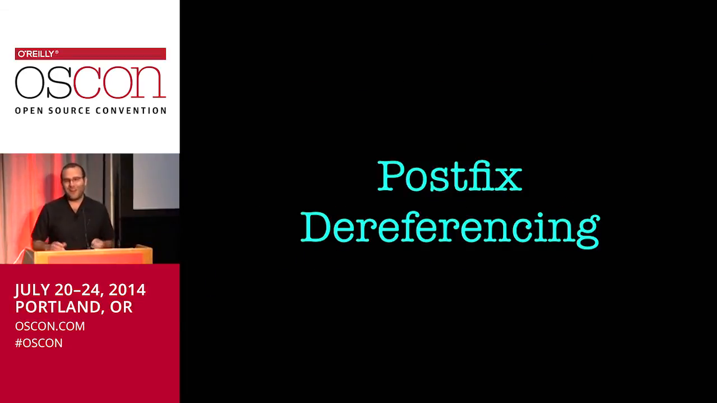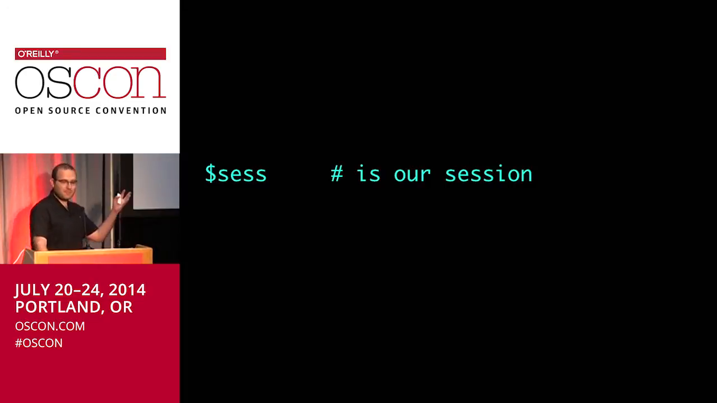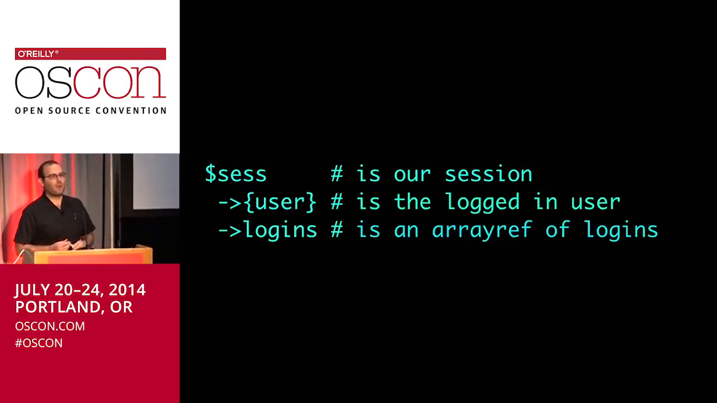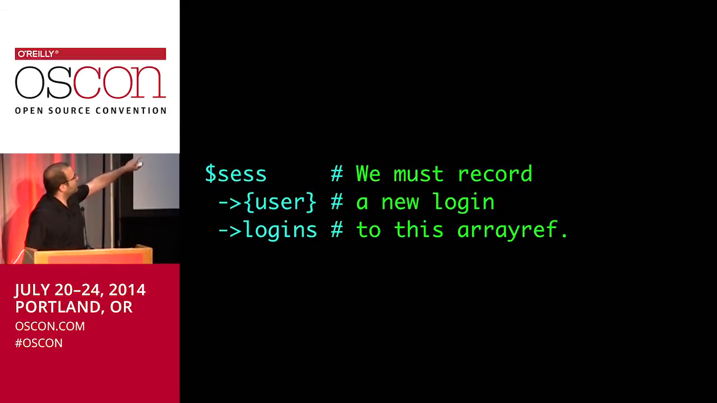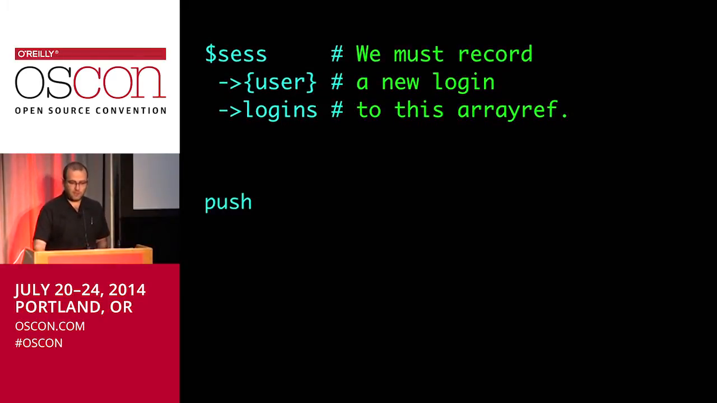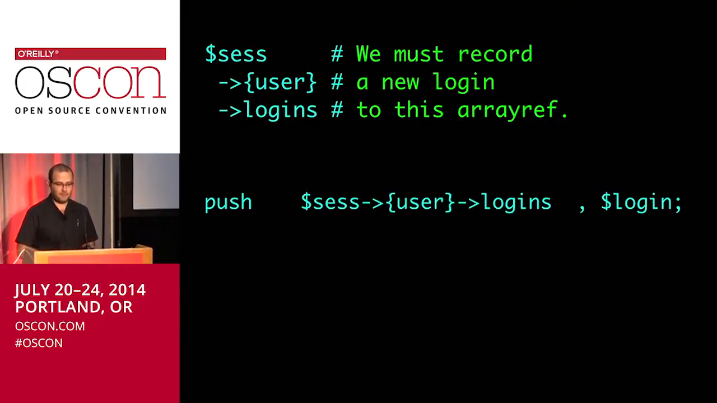Postfix dereferencing. Oh, I'm so happy. So you've got a thing, some session, and it's a hash ref, and in it you have an entry. And the entry is an object. So you can call a method, and the method returns an array ref, right? Great. So your job is to record a new login onto that array ref. So what do you do? You push onto the session's users' logins, the login.